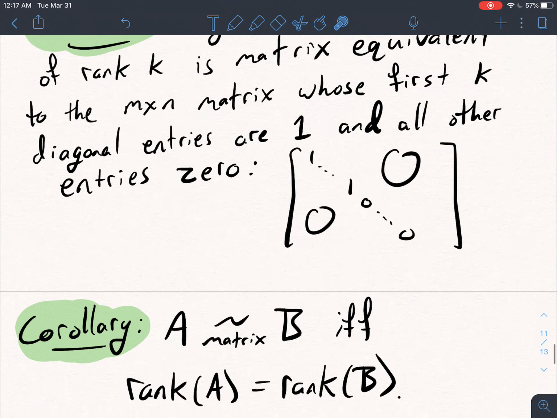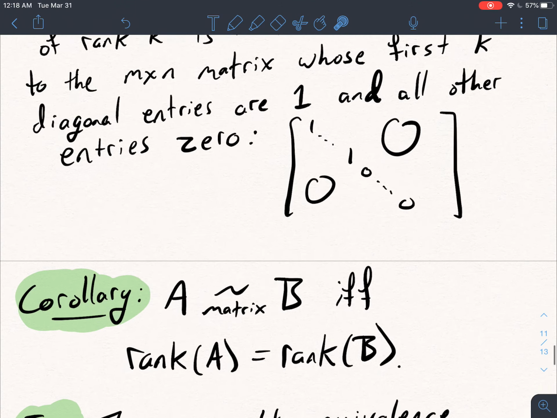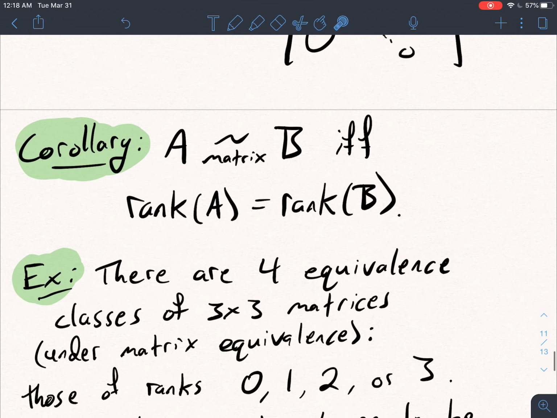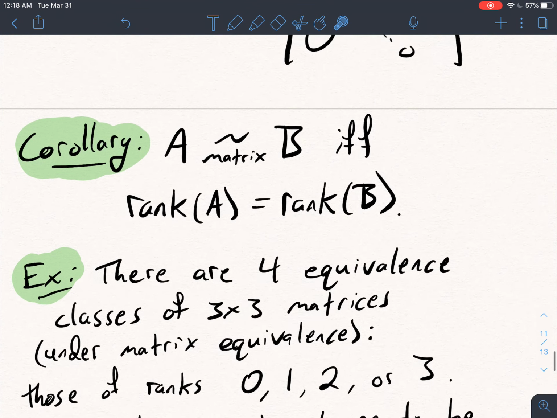So a corollary to that is that two matrices are matrix equivalent if and only if they have the same rank. So if you're rank k, then you're matrix equivalent to this matrix. And if a different matrix is the same rank, it's also matrix equivalent to that. Therefore, they're matrix equivalent to each other.